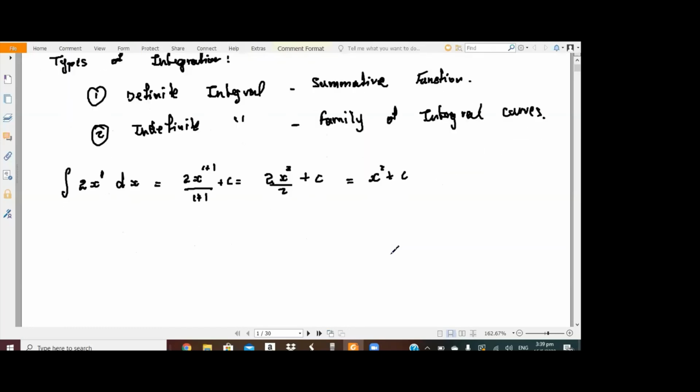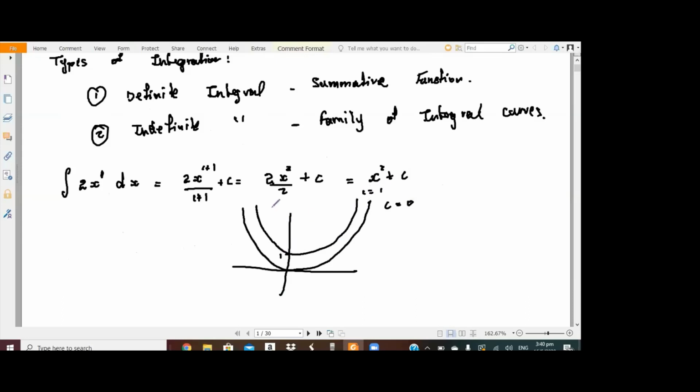Now, what do we mean by a family of integral curves? We get a family of curves because it depends on the value of c. So what I'll do is drop a quick diagram here. This curve here is x squared, and this is when c is equal to 0. This curve here is when c is equal to 1, so it passes through 1 here. And you realize that the value of c will give you different curves, so this is when c equals 2, and it passes through 2 and so forth. So the whole collection of curves is what we call an indefinite integral. So just an introduction to integration.